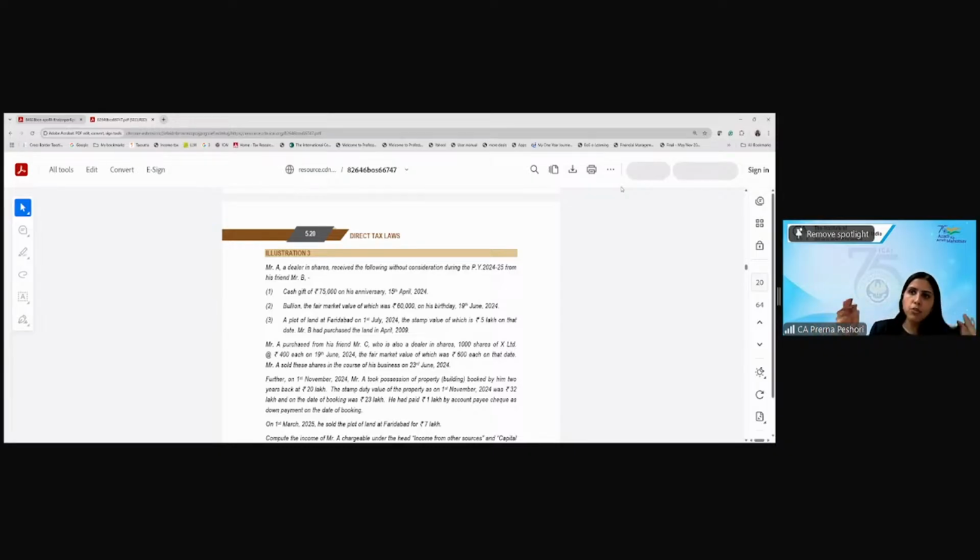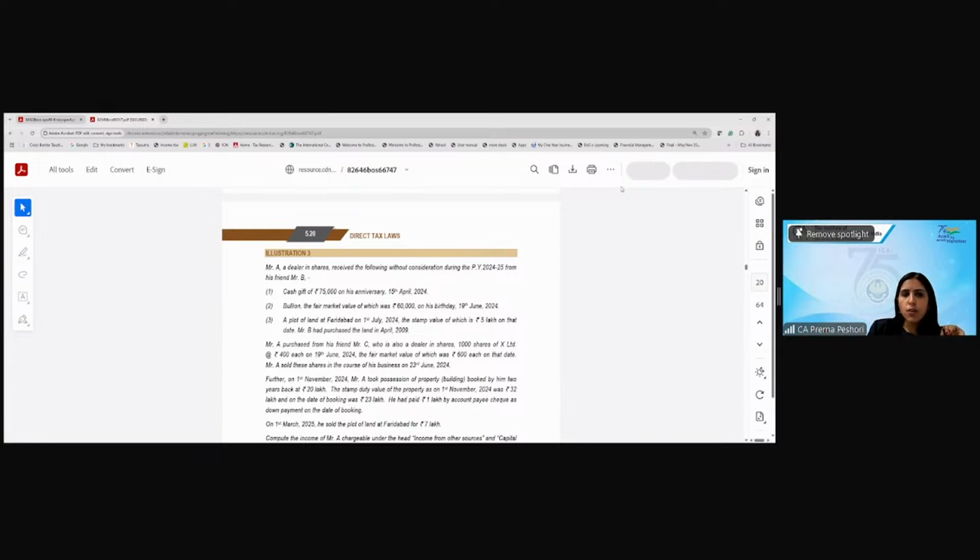Clear? And the procedure will remain the same as normal TDS, that is, he has to deposit within 7 days from the date of deduction. Otherwise, the interest and penalties will be applicable. It's the same thing, it's just that there is no return which is there separately. Unlike other TDS provisions, here there's a return-cum-challan, which is one single form. Clear, Debarata?